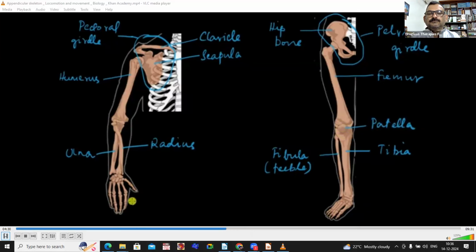Now let's come to the hand and the foot. Again, the bones that are there are very similar. So the bones that are there in the wrist are called carpals. And there are 8 of them.